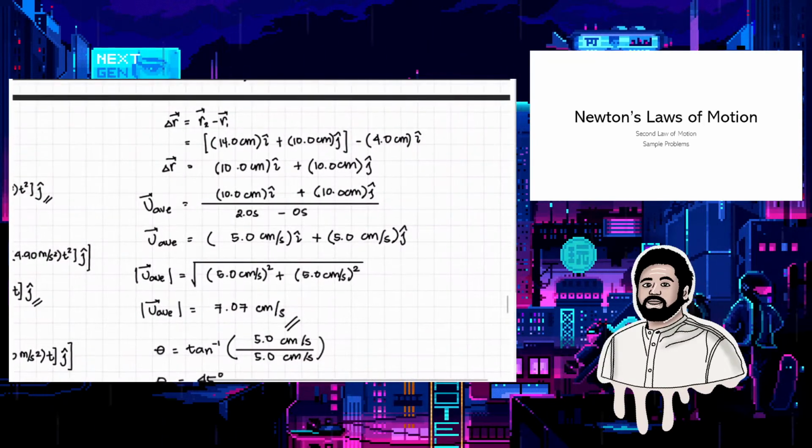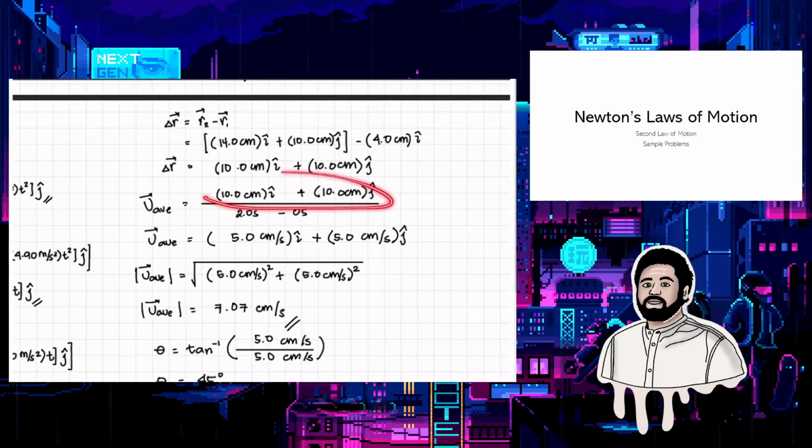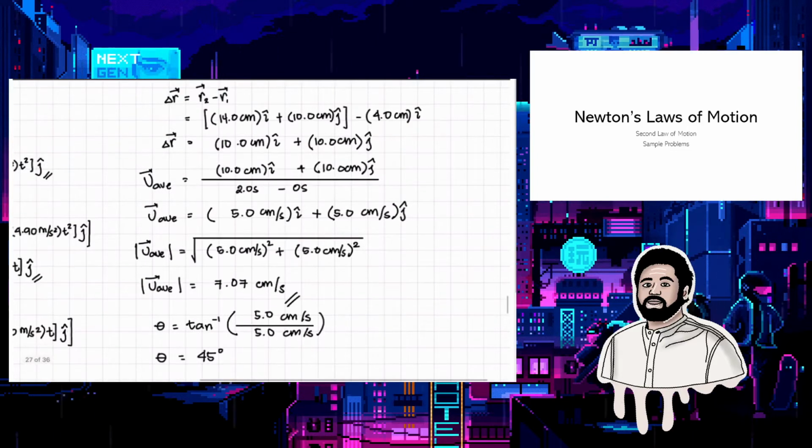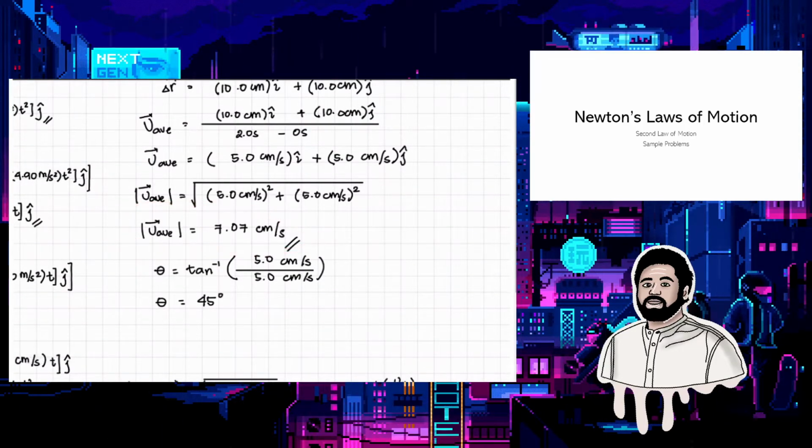It should be delta R, that is equal to R2 minus R1. So I have 14 cm i hat plus 10 cm j hat minus 4 cm i hat. And doing this operation, we will have delta R, that is now 10 cm i hat plus 10 cm j hat. And then for calculating the average velocity, we have to correct the delta R. So we have now the average velocity 5 cm per second i hat plus 5 cm per second j hat. And getting the magnitude of our average velocity, we have 7.07 cm per second, and our theta is just equal to 45 degrees. It will still follow our rules in significant figures.